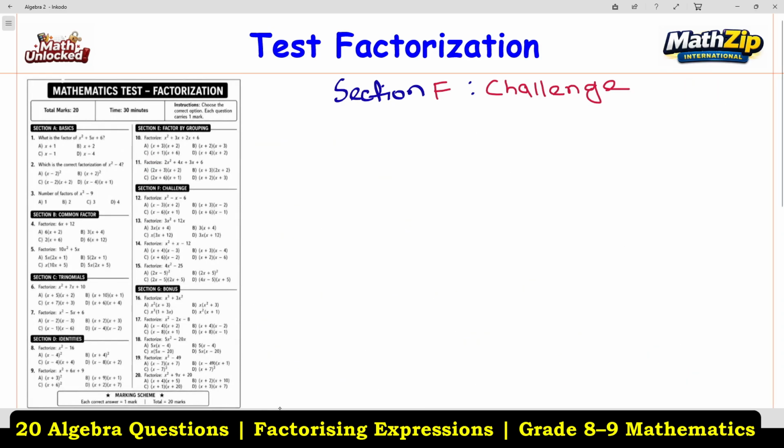Section F, math challenge. Question 12. We have finished 1 to 11 all math. So here is factorize x square minus x minus 6.